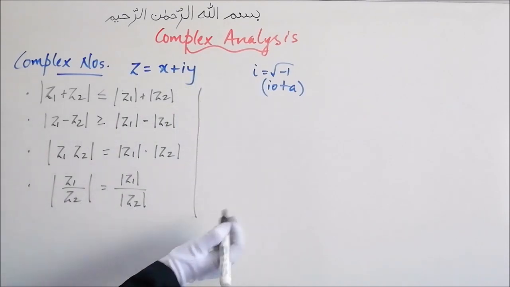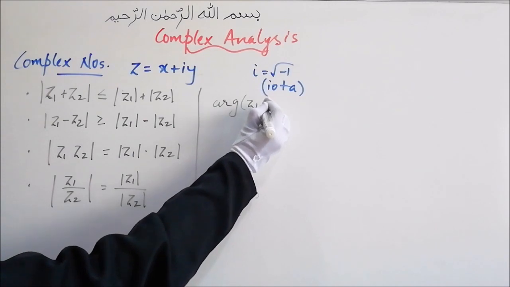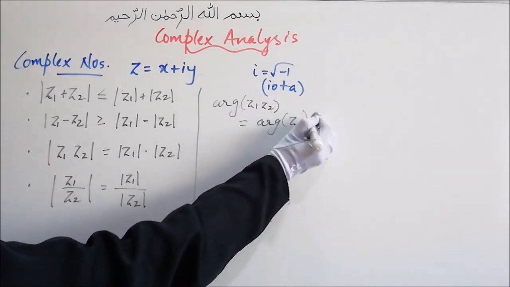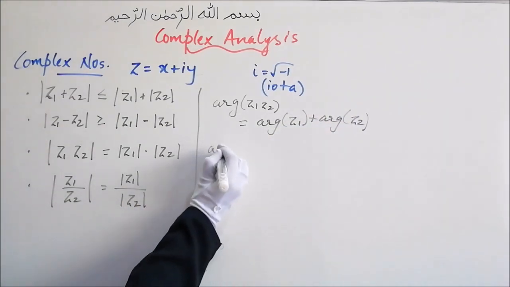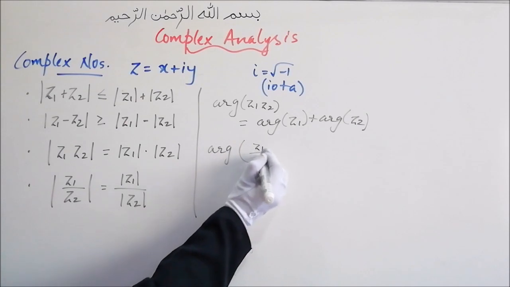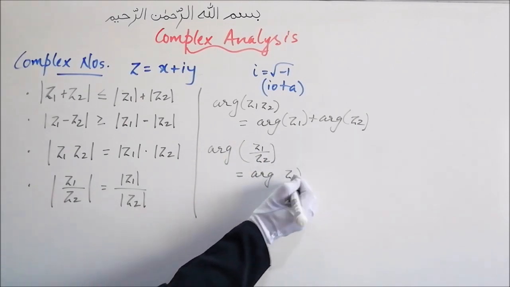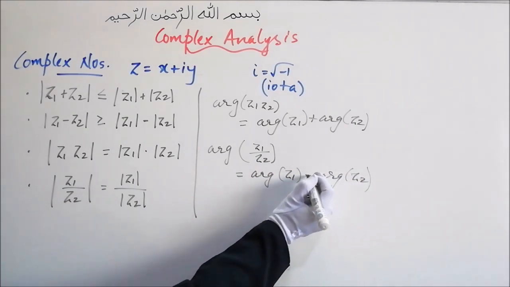Also, the arguments can be written as argument of z1 z2 is equal to argument of z1 plus argument of z2. Argument of z1 upon z2 is equal to argument of z1 minus argument of z2.